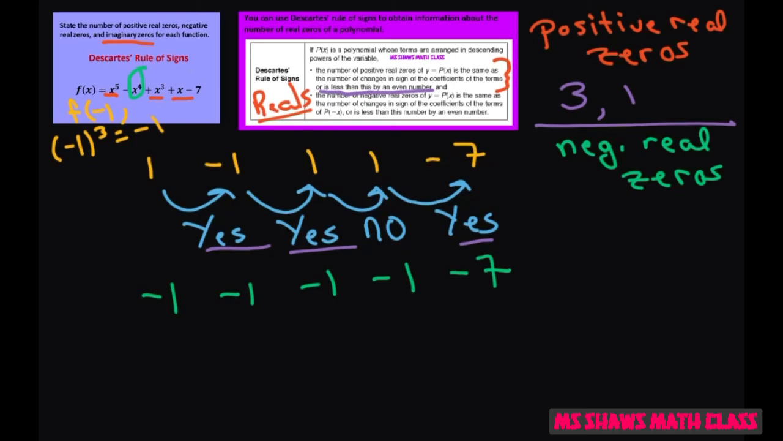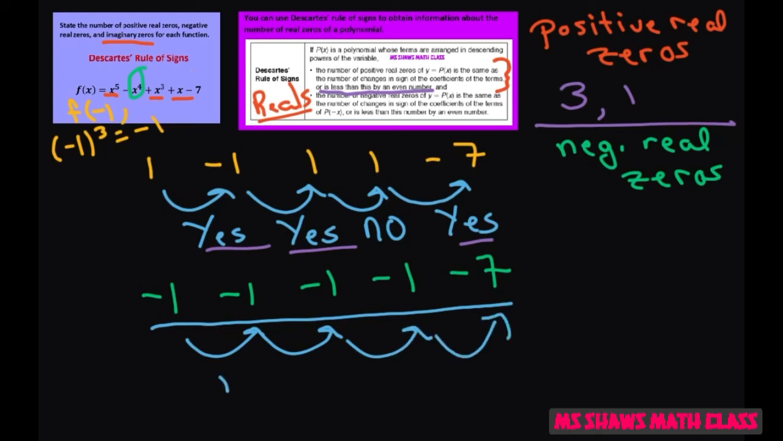And if you look at this, none of the signs are changing. So if you do like we did before, all of these would be no, no, no, no, no. No sign changes, so 0 negative real solutions.